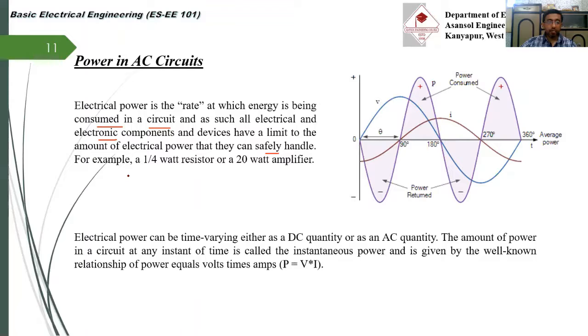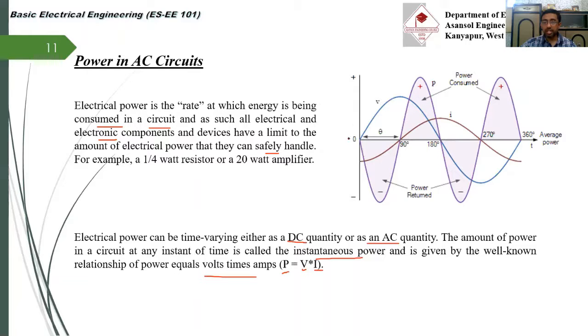Okay. Now, electrical power can be time varying, either as a DC quantity or as an AC quantity. The amount of power in a circuit at any instant of time is called the instantaneous power and is given by the well-known relationship of power equals volt into current. That is, voltage into current will give us the power.